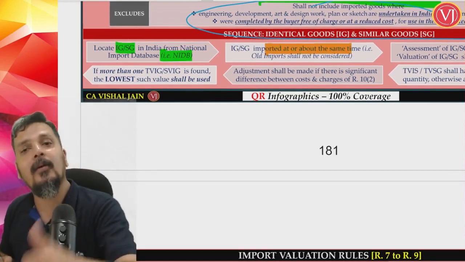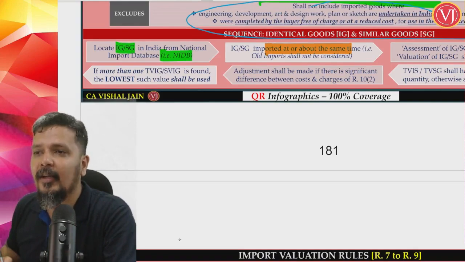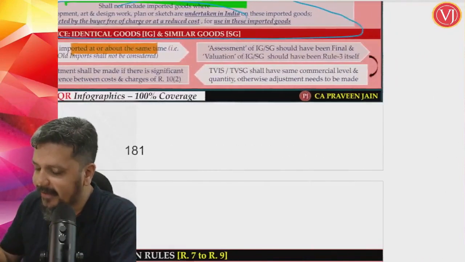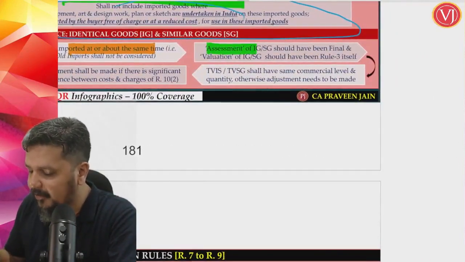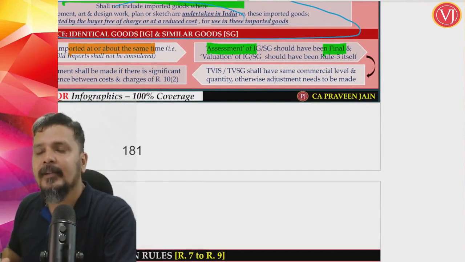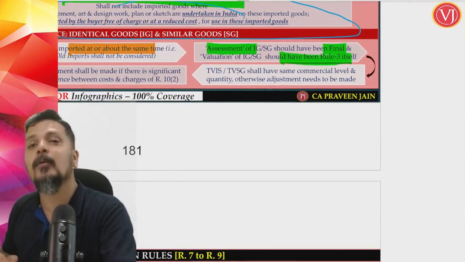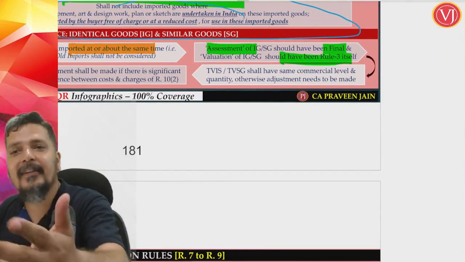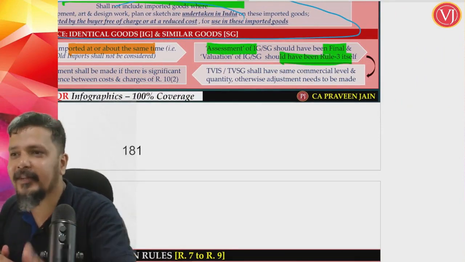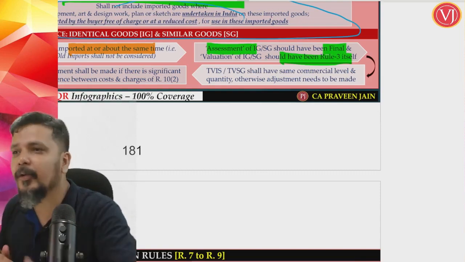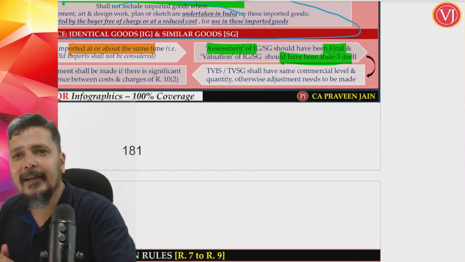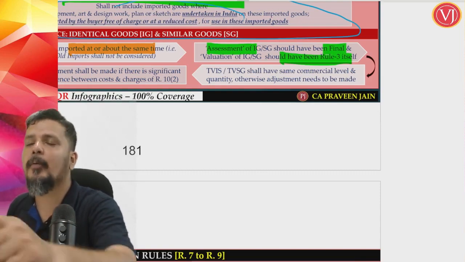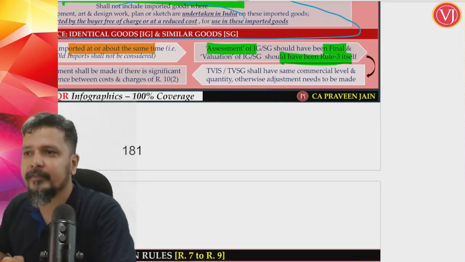You cannot see old imports. Then see whether their assessment was final assessment and whether their assessment was done under rule 3 itself. When I am referring someone else, it should be realistic. It should be at or about the same time. And when I am referring you, your value should be neat and clear. If your assessment was provisional assessment, I cannot refer you.